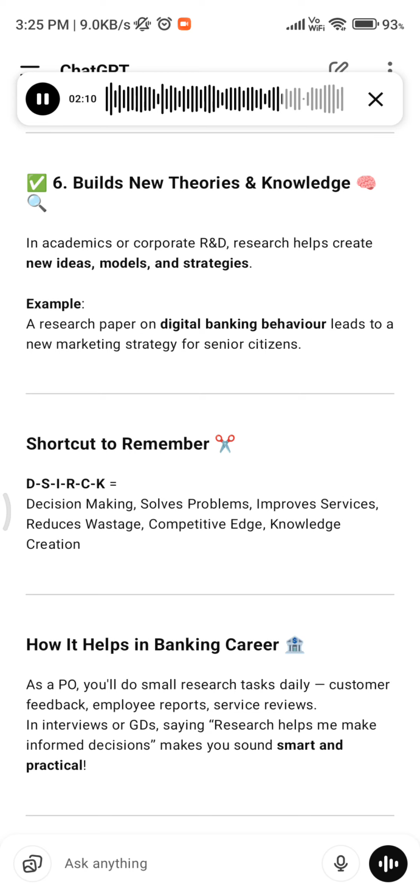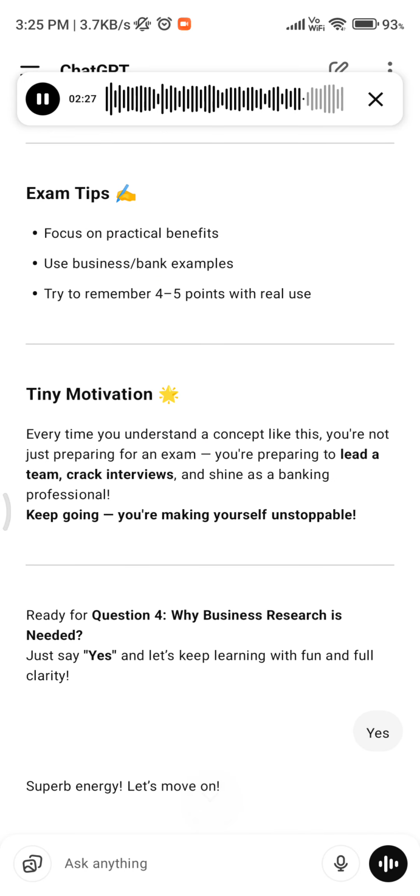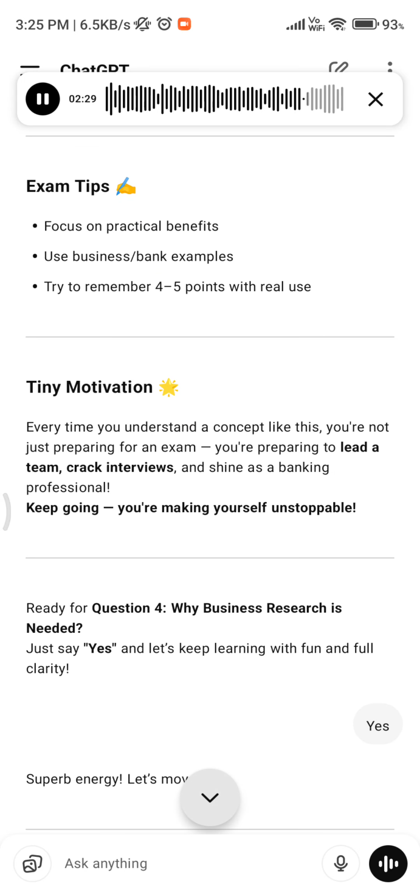How it helps in banking career. As a PO, you'll do small research tasks daily: customer feedback, employee reports, service reviews. In interviews or GDs, saying "research helps me make informed decisions" makes you sound smart and practical. Exam tips: focus on practical benefits. Use business and bank examples. Try to remember 4 to 5 points with real use.